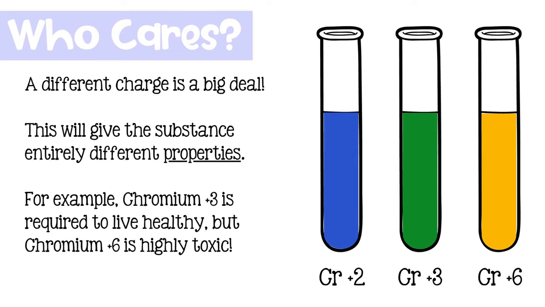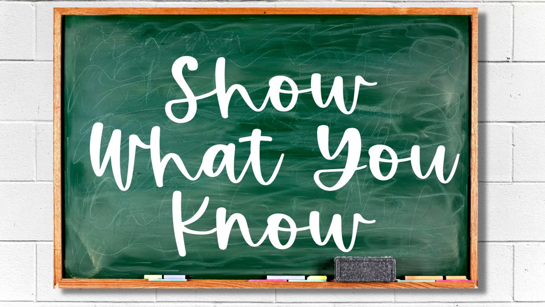So, why do we care about what the charge is of the transition metal? Well, as it turns out, a difference in charge is a really big deal and can give the substance very different properties. For example, chromium +3 is required to live a healthy normal life. However, chromium +6 is very toxic to our bodies. Now, pause the video and try the show what you know questions.